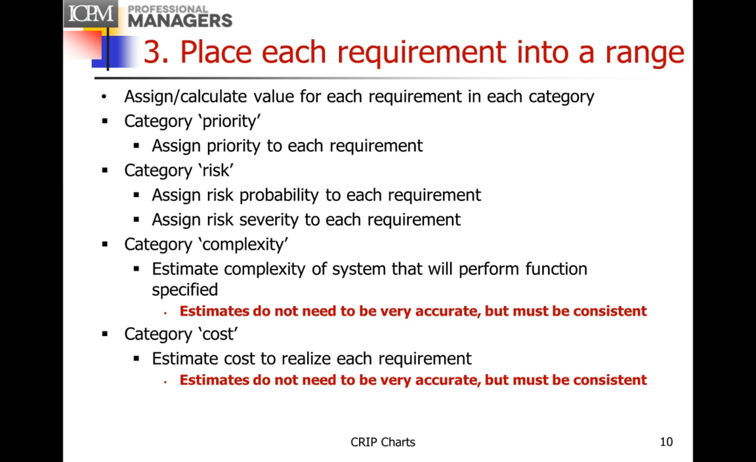We calculate the risk, the probability and the severity for implementing each requirement. And this could be in terms of what's happening in the process and what's happening in the product. And complexity. We could estimate the complexity of the parts of the system that will perform the function. And we can estimate the cost.